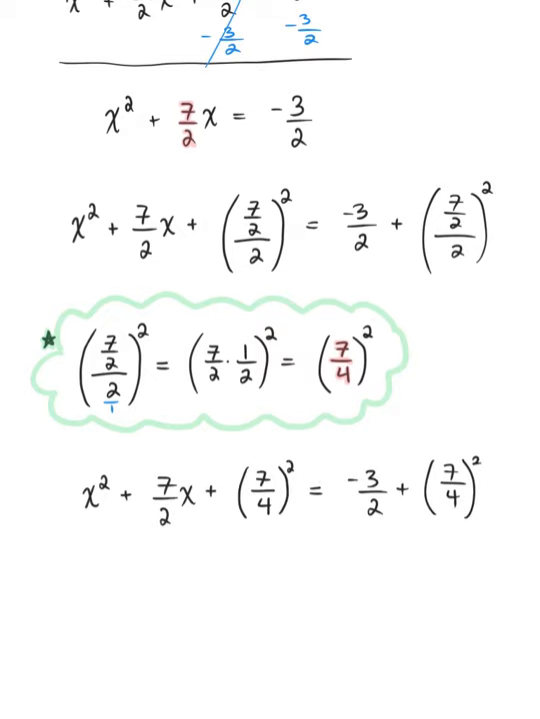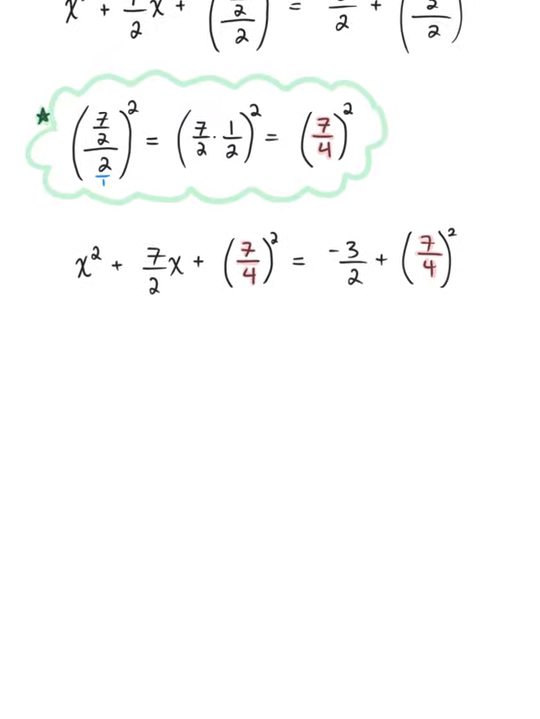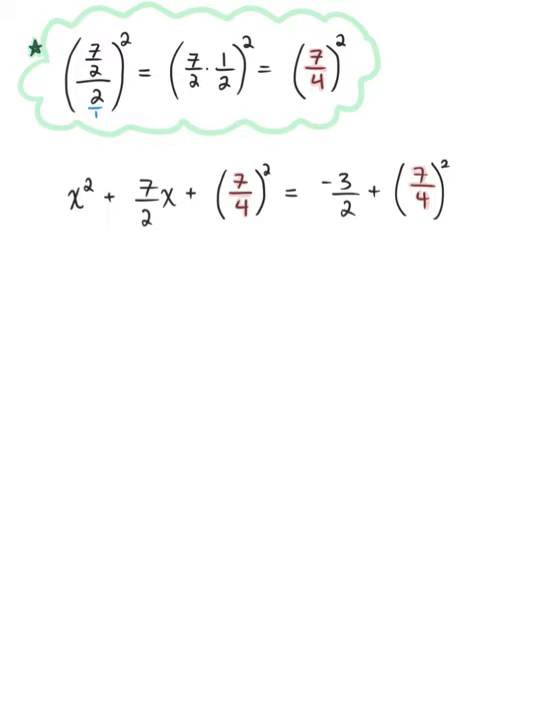And again, remember that 7/4 is going to be important. So let's keep simplifying. So we can now rewrite this as x squared plus 7 halves x plus, so we have 7 squared is 49, all divided by 4 squared, which is 16, this is equal to minus 3 halves plus 49 sixteenths. So on the left-hand side, although it looks a little scary, we've actually completed the square.